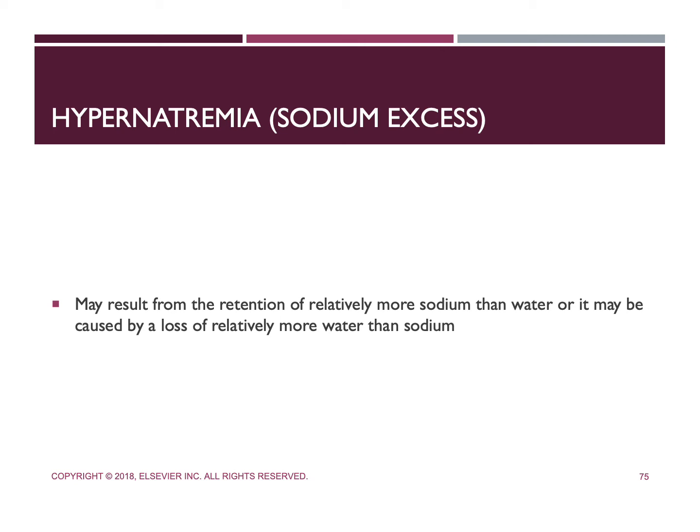Some possible causes of hypernatremia because of a loss of relatively more water than sodium include diabetes insipidus, severe watery diarrhea, and even severe insensible water losses. Things like heat stroke or a prolonged high fever would qualify as that.